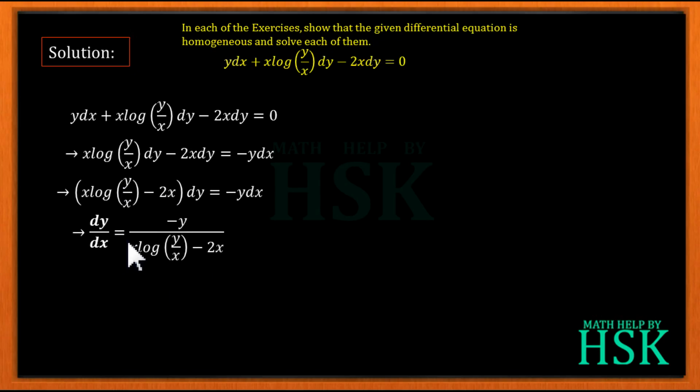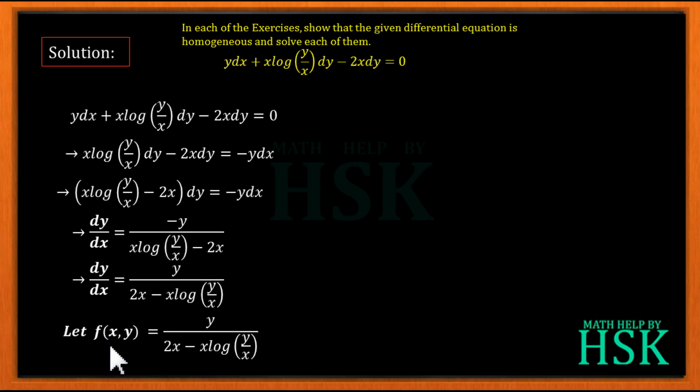I am going to get dy by dx equal to minus y upon x log y upon x minus 2x. Further, I can write dy by dx as equal to y upon 2x minus x log y upon x. Now I assume that f of x, y is equal to this right hand side, y upon 2x minus x log y upon x.